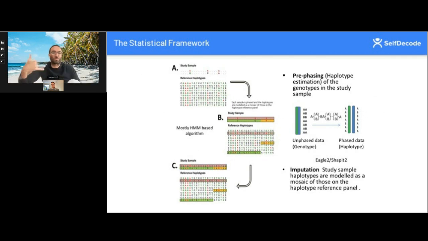Okay, so here's what we mean. We have your study sample here. You can easily see the genotypes you've observed, the ones that come off the machine. And then you can see all the reference haplotypes. And you can see what we mean here.